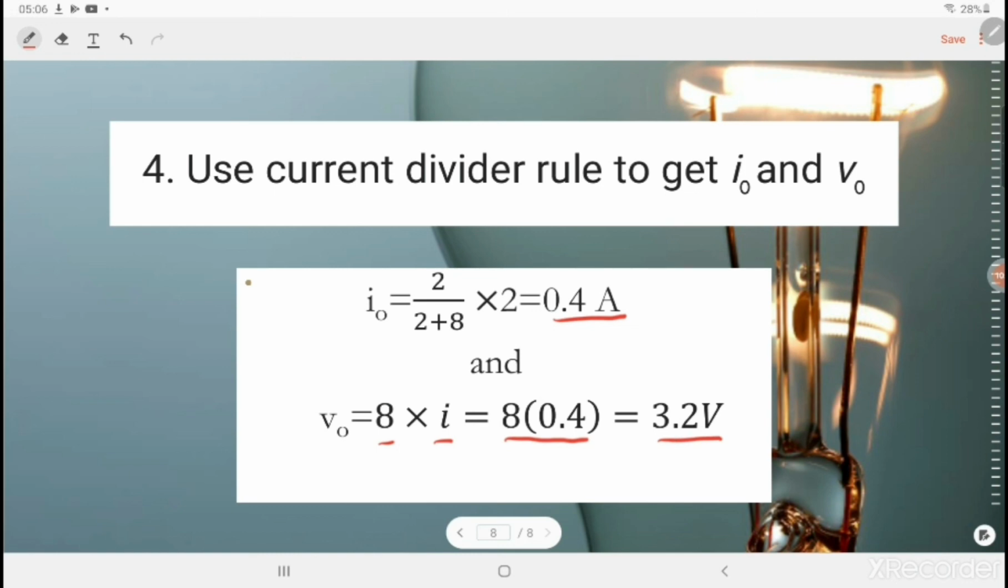So here we can do a repetition of source transformations in order to get the simplest circuit. When we get the simple circuit, we can apply a very basic rule to get the value that we are looking for.